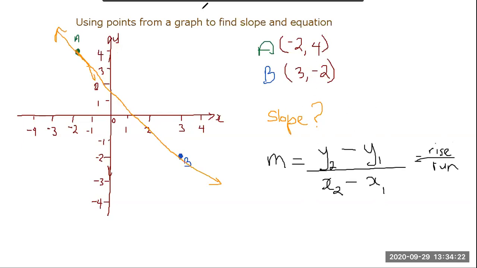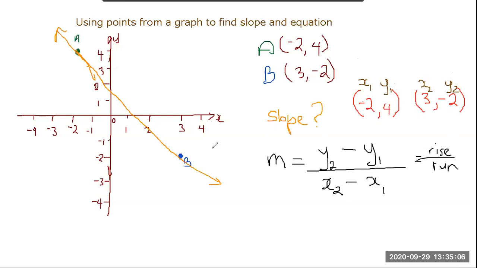So the points they gave us were -2, 4, and 3, -2. All right. So I'm going to label these so that we get the gist of what's going on. X1, Y1, X2, Y2. If you're someone that's not writing this down, I'm going to be praying for you, okay? You're going to need to write this one down because this is some good stuff.